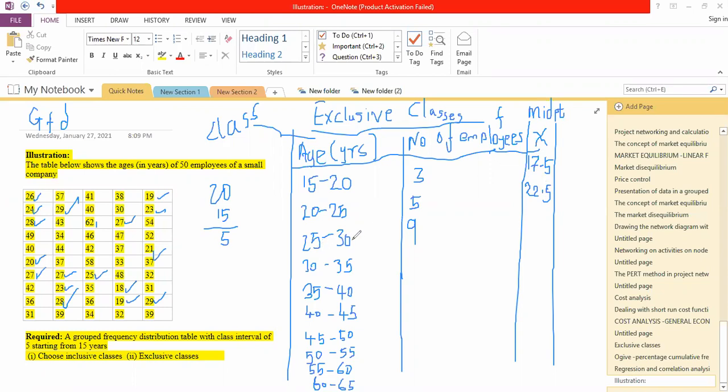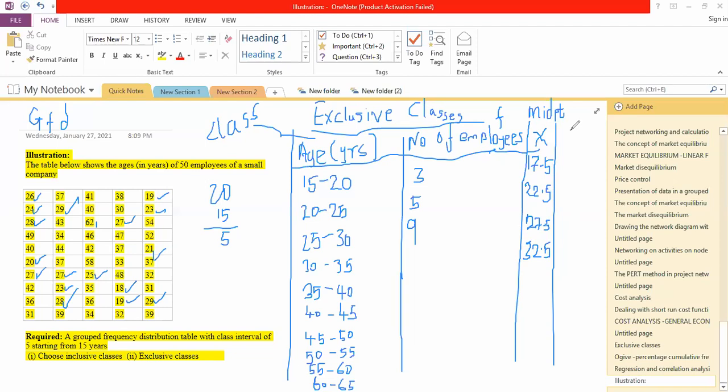Okay, 25 plus 30, that is 55. Divide by 2, that will give us 27.5. Next, 30, 35, that is 65, giving us 32.5. And we'll do that until we have exhausted the data all the way to the end.